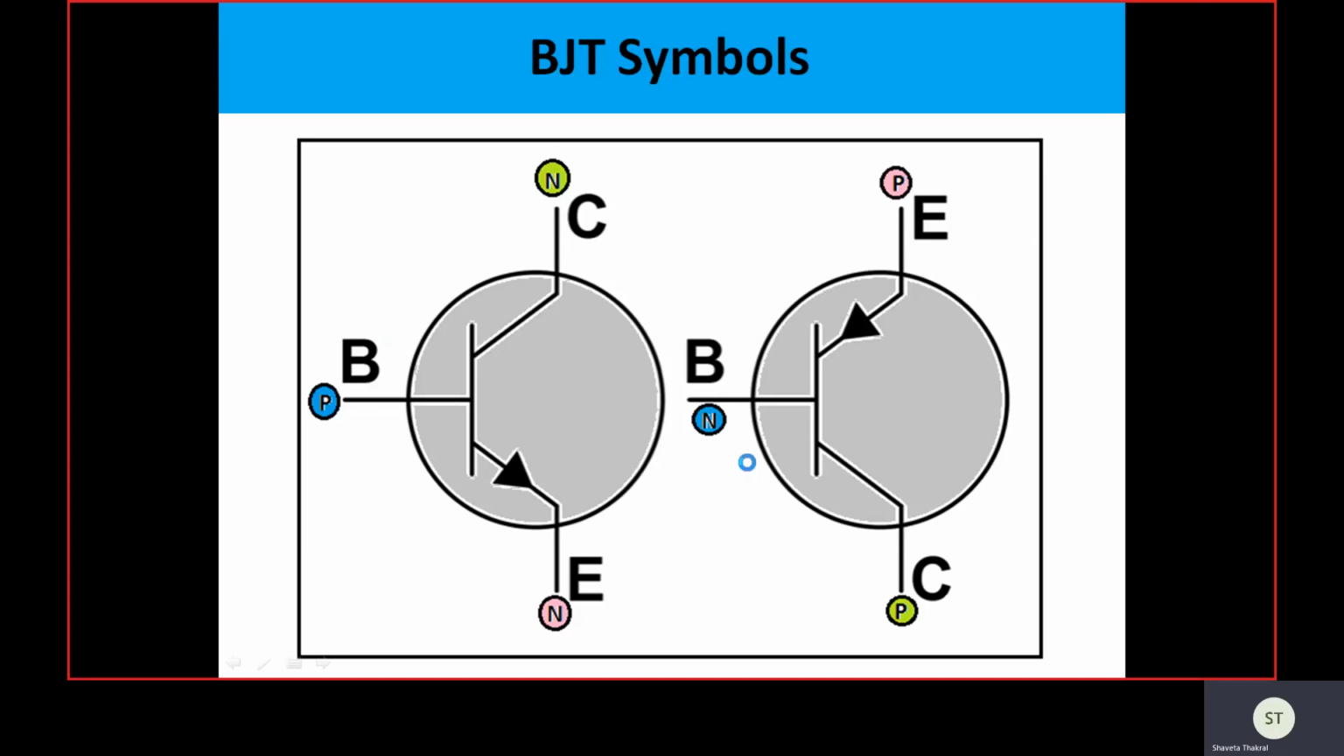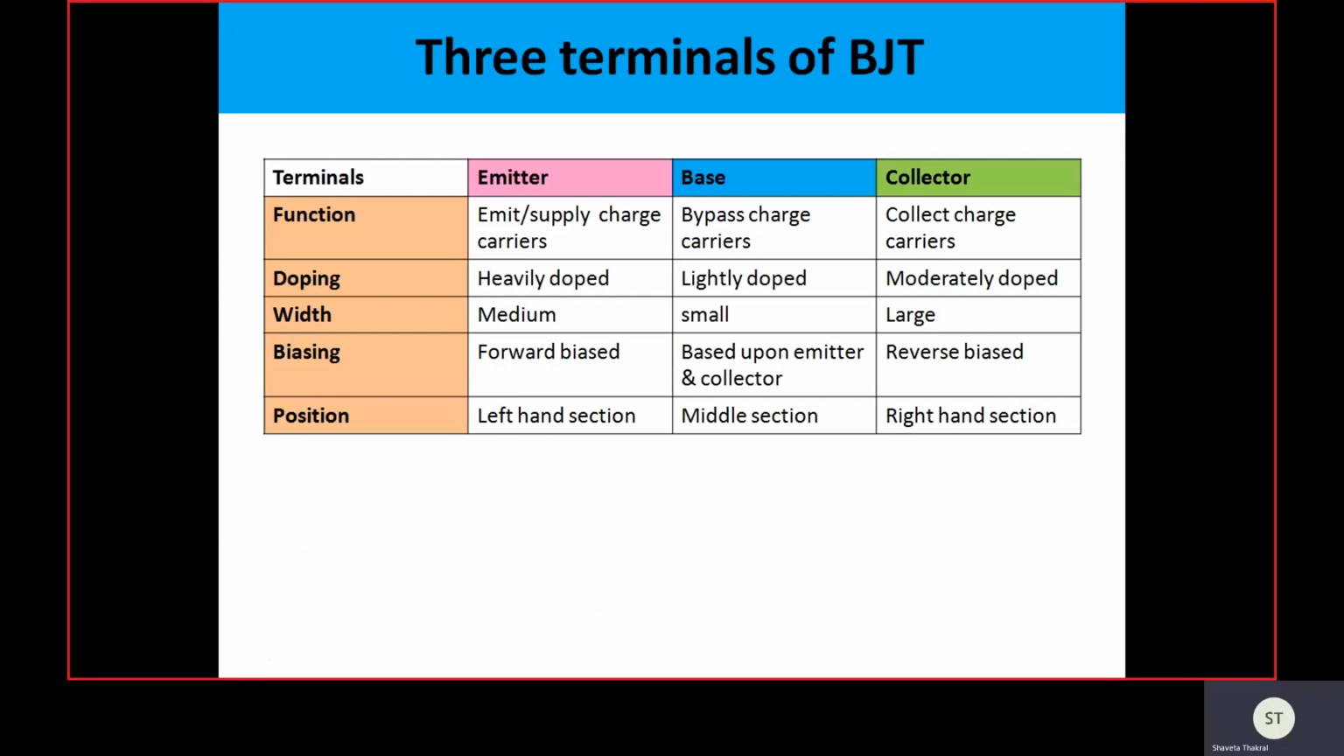So what is the role of the three terminals of BJT? The function of the emitter is to emit or supply charge carriers. The function of the base is to bypass charge carriers. And the function of the collector is to collect charge carriers.